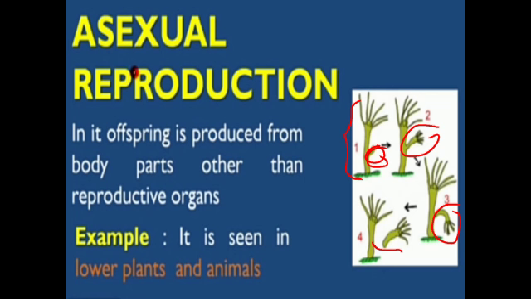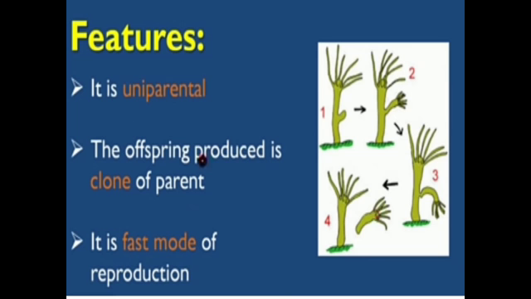Then this bud grows in size, gets detached, and separates out from the parent hydra. Now, what features does this hydra have? It is uniparental. Uniparental means only a single parent is involved. As I told you earlier, in asexual reproduction only a single parent is involved, so it is uniparental.